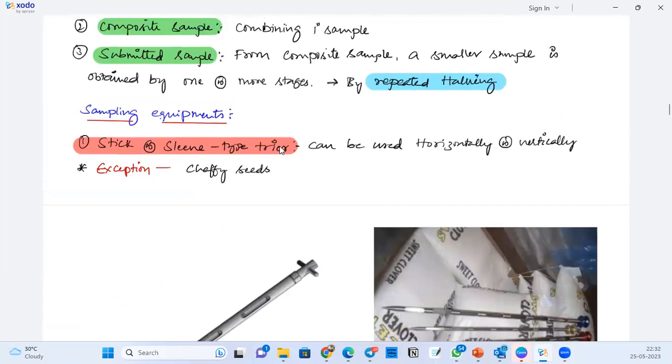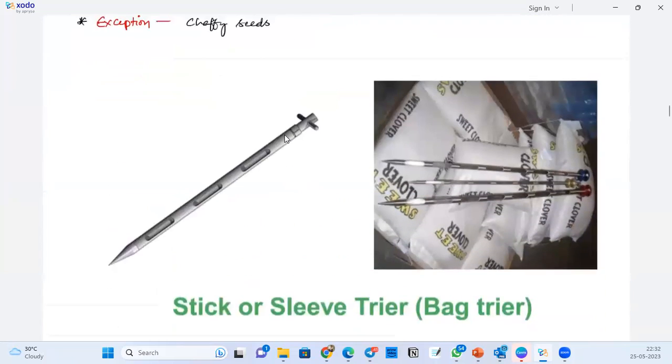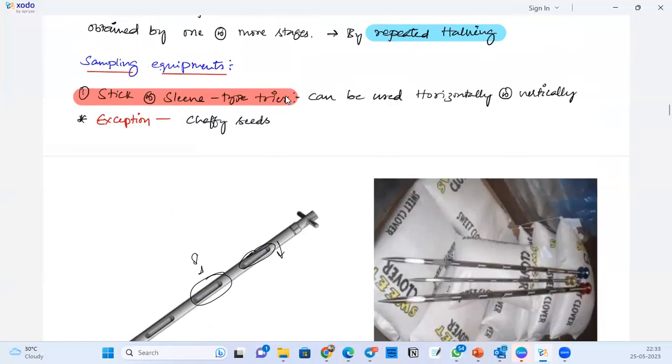How is the sampling done now? Sampling is usually done by using triers. We have two different types: the stick or sleeve trier, and the nobbe trier. This is how it looks. It is a solid steel rod with some indents in between and a sharp edge. This is the stick trier. The exception to the use of this particular trier is chaffy seeds. If there are chaffy seeds in the seed lot, we cannot use this method.